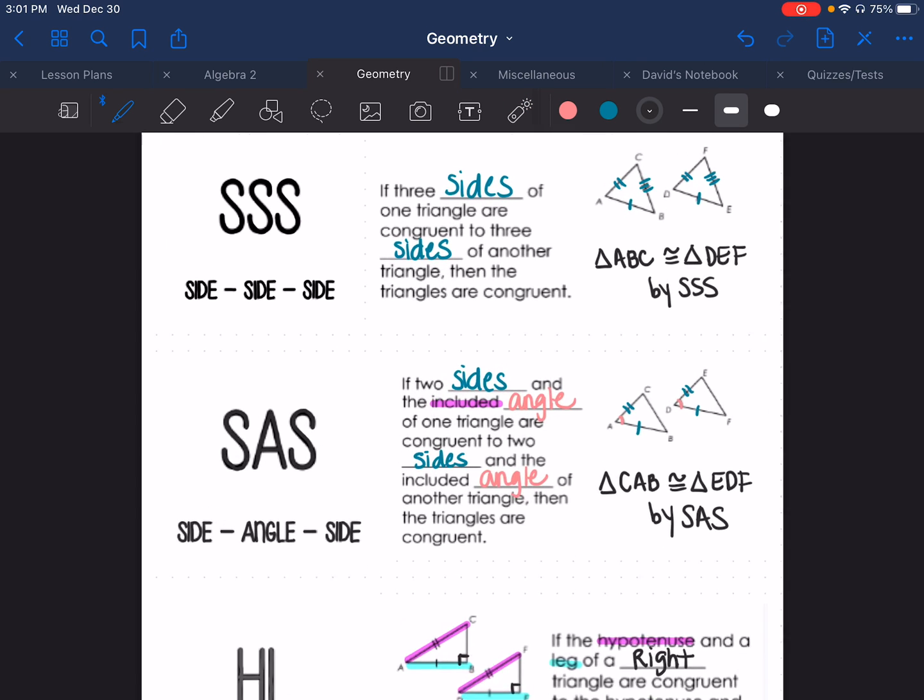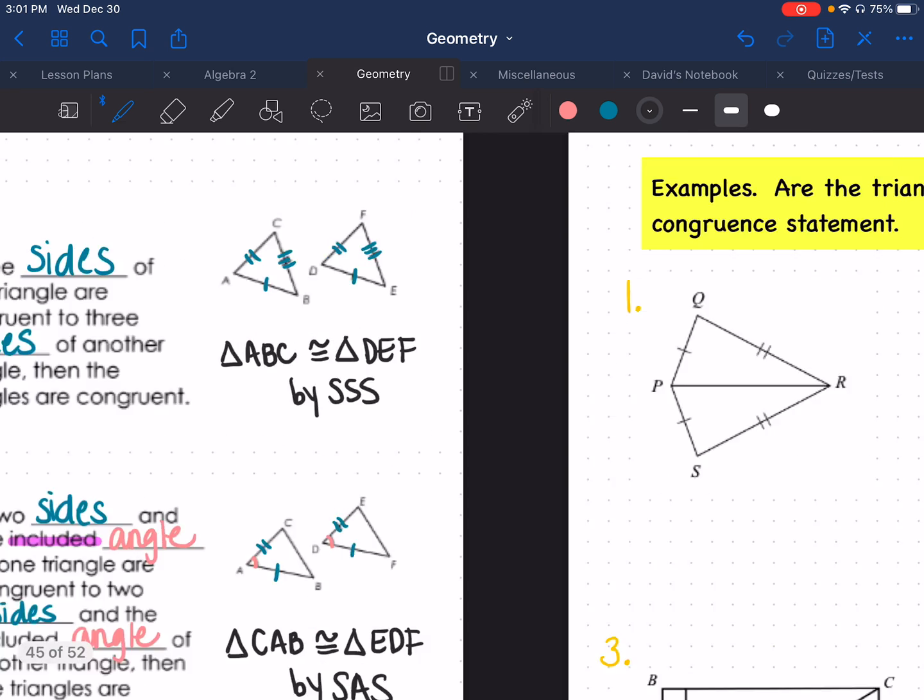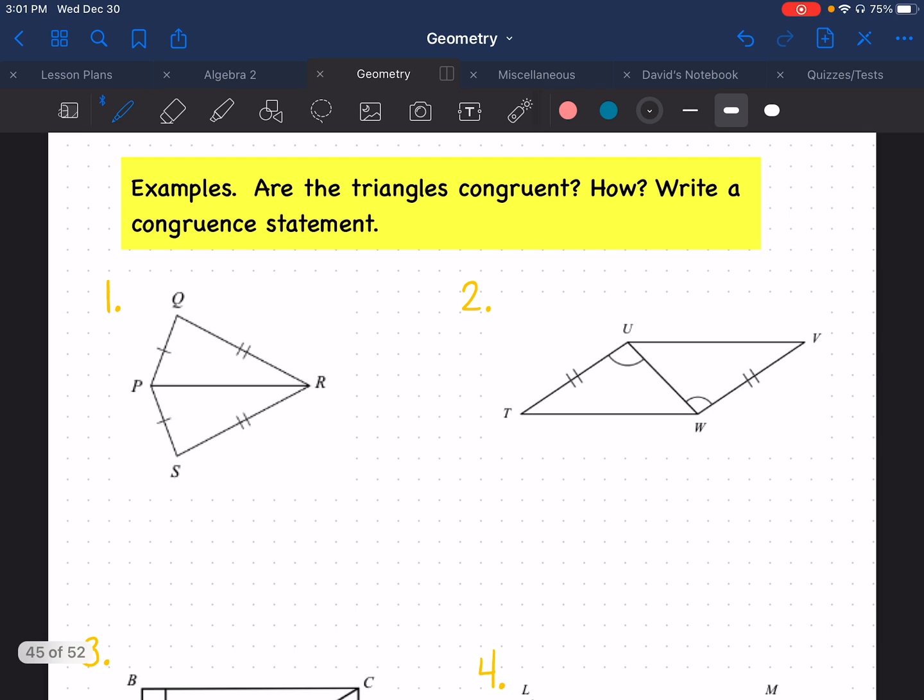All right, let's go ahead and take a look at a couple examples. Are the triangles congruent? How? And if they are, we're going to go ahead and write a congruent statement. So we're going to say that they're congruent, and we're going to say by side, side, side, or by side, angle, side. That's the how. And then, of course, we're just going to name the two triangles. That's my congruent statement.